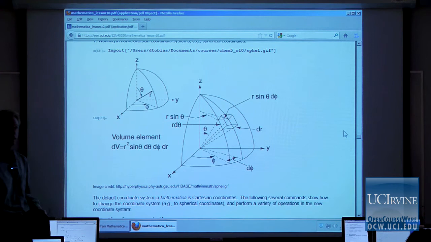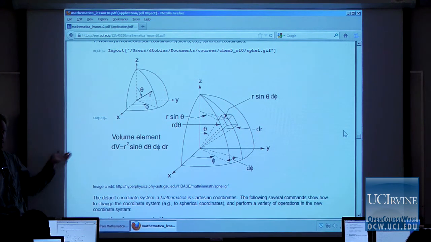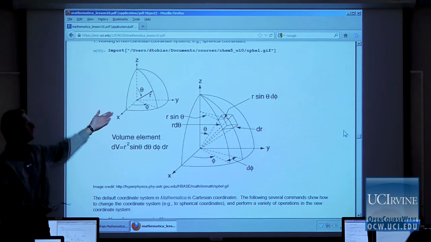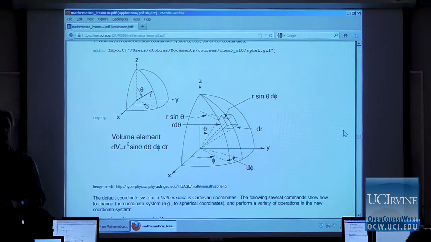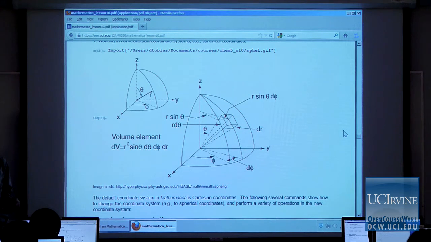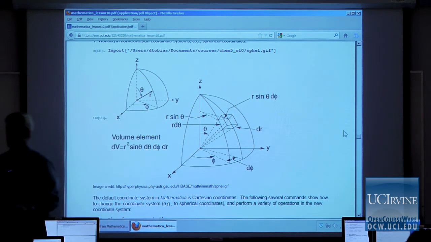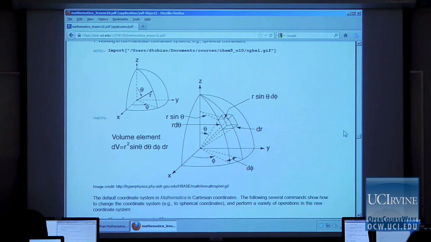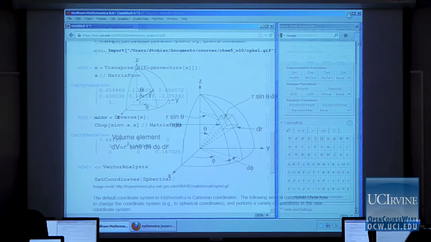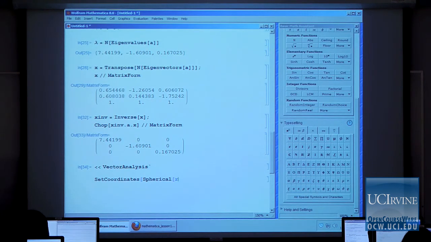Okay, so those of you who are in Chem 131 are familiar with this coordinate system, because this is a convenient coordinate system for solving the quantum mechanical problem of an electron orbiting a nucleus, right? Okay. So these are standard notation, r, theta, and phi. All right, so that's what we're actually going to use here. We're going to define our spherical coordinates to be r, theta, and phi.